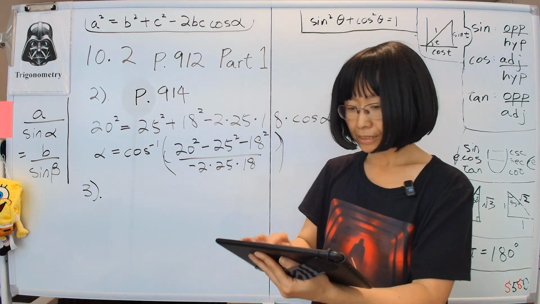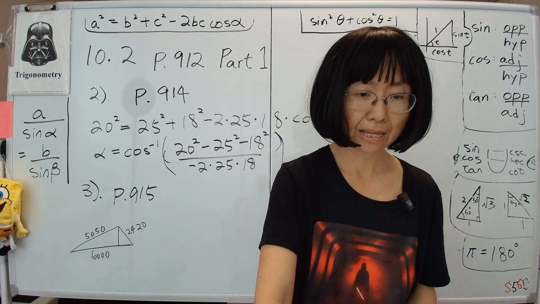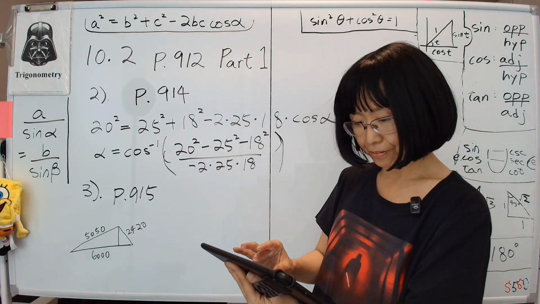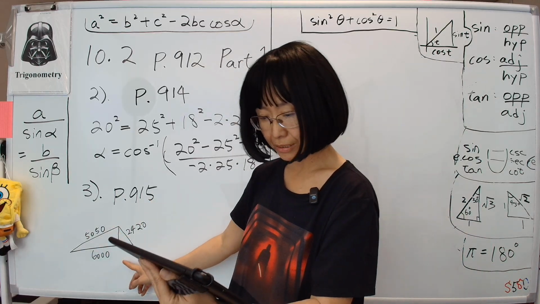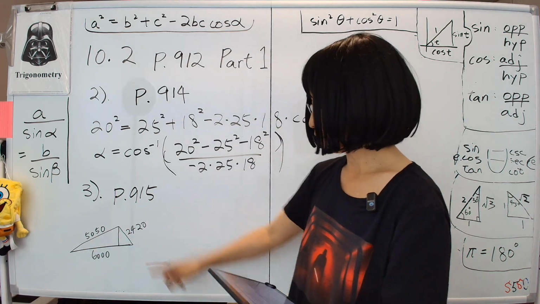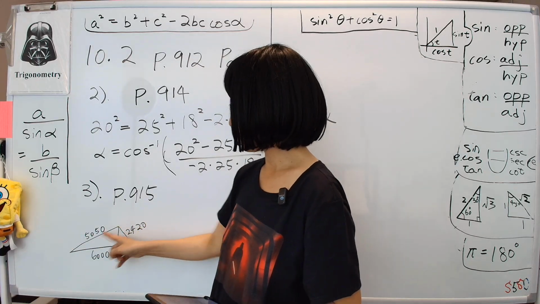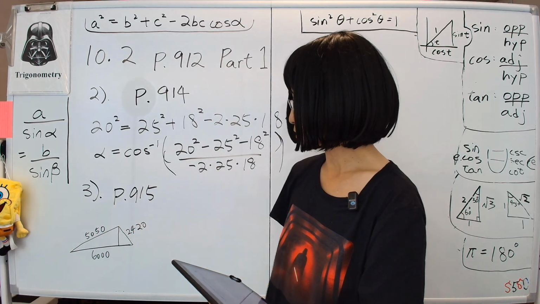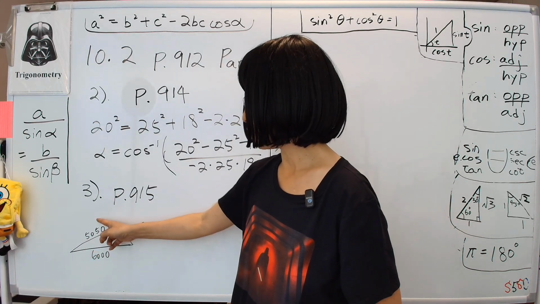So next, let's look at example 3 on page 915. In this problem, we have two cell phone towers that are 6,000 feet apart, going east and west like this. And then there's a cell phone here that is 5,050 from the first tower, and 2,420 from the second tower. So now we basically have a triangle where we know all three sides.